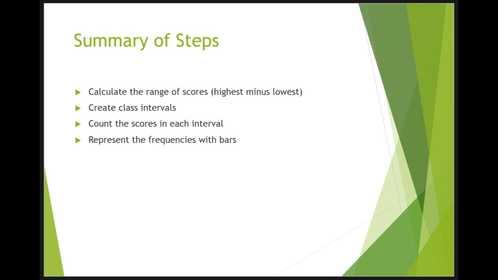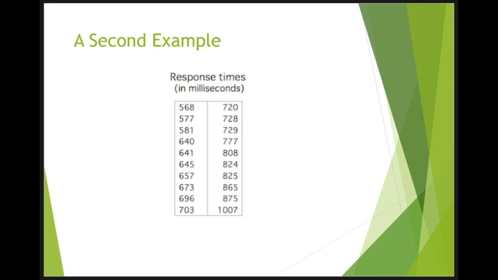To summarize the steps in constructing a histogram, you first calculate the range of scores by subtracting the smallest observation from the largest. The range of scores is then broken into intervals called class intervals. Next, the number of scores falling into each interval is counted or tallied to obtain the class frequencies. Finally, the class frequencies are represented by bars. Let's look at another example.